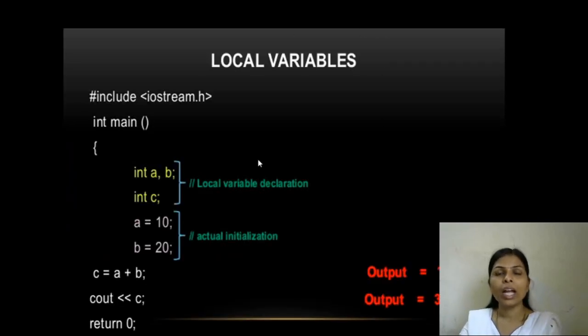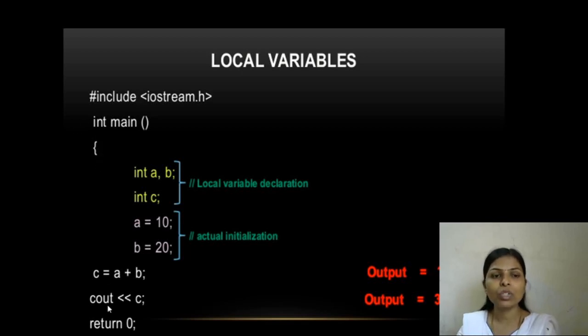Here I have written one simple C++ program. This C++ program is written for the addition of two numbers. Here I have included the header file, the library file iostream.h. And here the program starts from the main function and it returns a data type, that is integer.